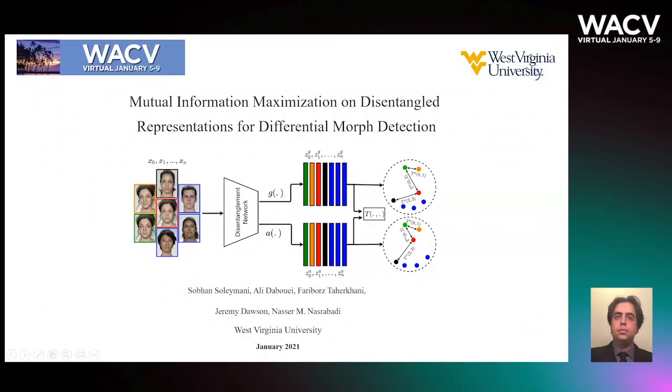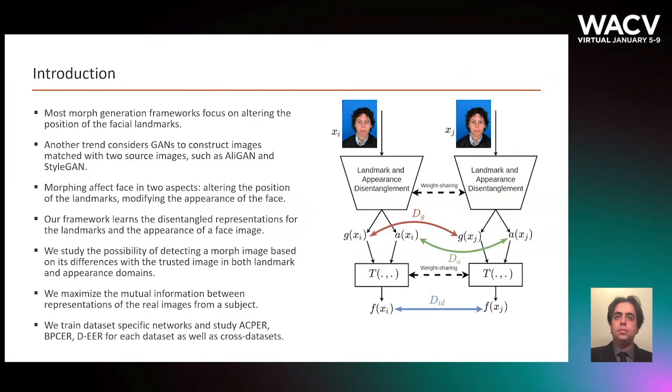This is our presentation on mutual information maximization on disentangled representations for differential morph detection. The majority of morph generation frameworks focus on altering the position of the facial landmarks. These frameworks mainly utilize three steps: correspondence, warping, and blending. Another trend of morph generation considers GANs to construct images that can be matched with the two source images.